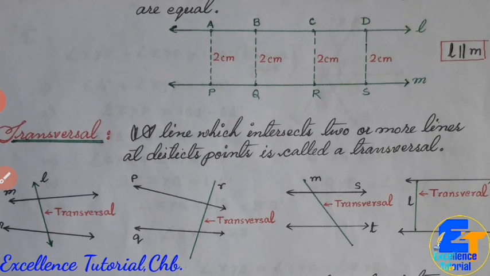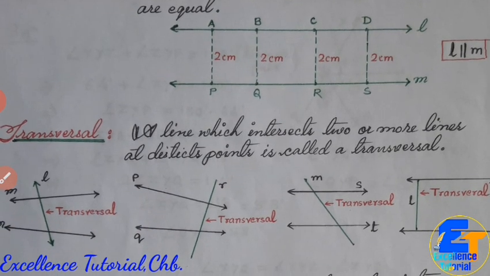Now let us know about the transversal. What is a transversal? How can we define a transversal? You can see I've written the definition. A line which intersects two or more lines at distinct points is called a transversal.